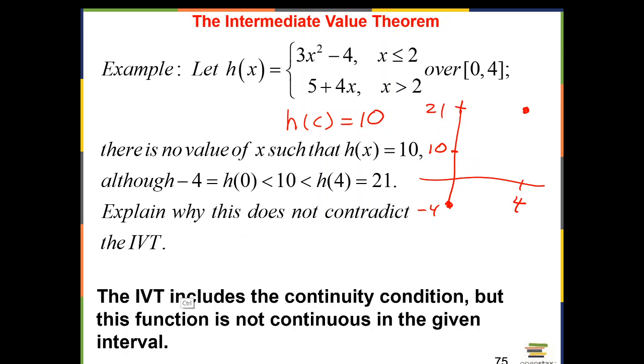Because the intermediate value theorem has a continuity condition. That means the function has to be continuous in this interval in order for you to be able to use that theorem. But for h of x, this function is not continuous over 0 to 4. It's not continuous at 2, because look at the limit from the left, it's -4, and from the right it's 21. So this function is not continuous in this interval, so the intermediate value theorem does not apply here. Okay?